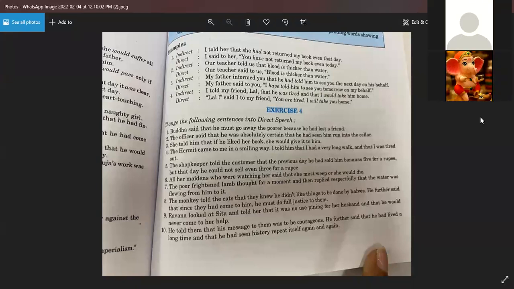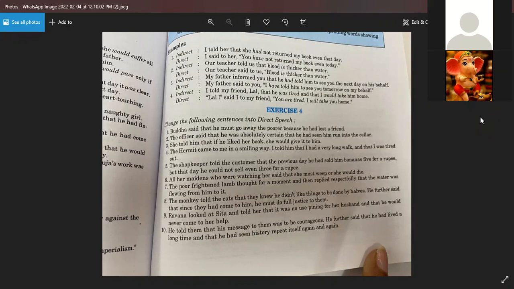Ma'am, can you please repeat this sentence again? Yes, the poor frightened lamb thought for a moment and said, comma, inverted comma, start, sir, comma. Respectfully means he must be using some kind of expression of respect. So we can also write down sir. Suppose it is written, he said to him, sir, or dear sir, so we will write down that he said respectfully or he called him respectfully. So in this manner, you can use sir also, right? "Sir, the water is flowing from me to you."